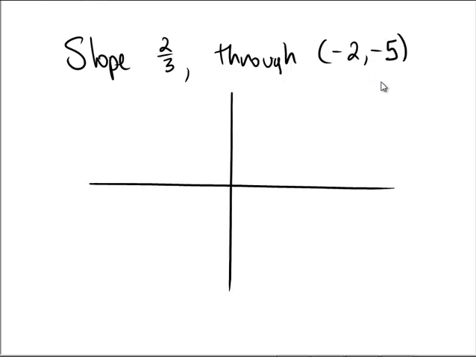The point is negative 2, negative 5. So that means go left 2, down 5. 1, 2, 3, 4, 5. So negative 2, down 5, located right there. Slope, 2/3. So rise 2, we'll go up 2 spots along the y-axis, and run 3. So 1, 2, 3. It's going to correspond to about there.